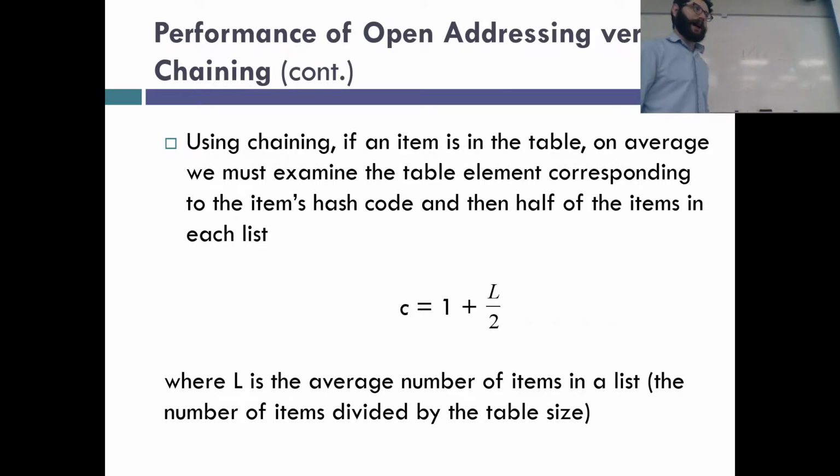Why? Because, like in our previous example, you can have 15 items in a table that has 5 slots because each of those slots is a linked list. So the acceptable load factor, or the acceptable average size of a list, might be something more along the lines of 3 with chaining. So with chaining, you have to rehash less. But anyway, the number of comparisons: 1 to find a list, and then you iterate through half the items in the list.